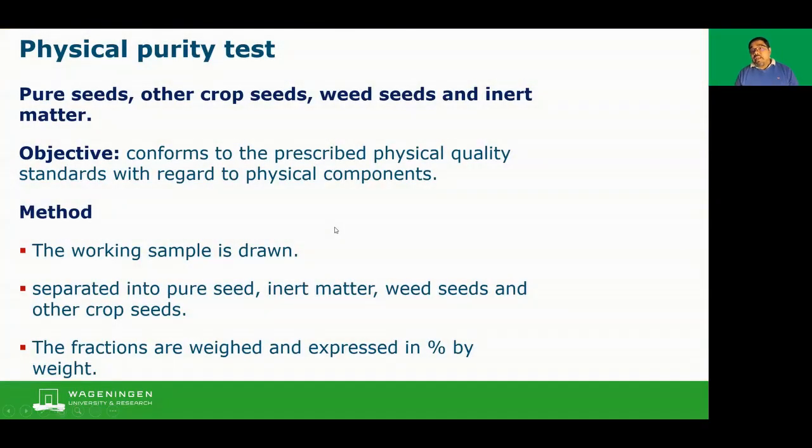So we come to the next test, that is the physical purity test. The physical purity test is when the seed first comes in, the working sample is taken on a workbench, and it is separated into pure seed, other crop seeds, weed seeds, and inert matter. The objective is to conform to the prescribed physical purity standards with regard to the physical components.